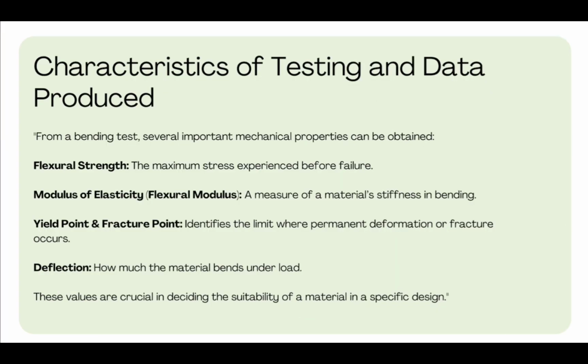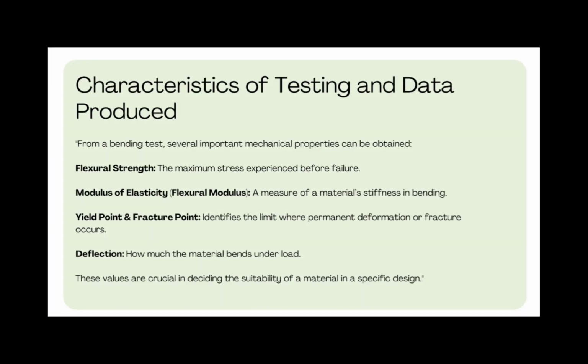In the next slide, we have the characteristics of testing and data produced. From a bending test, several important mechanical properties can be obtained. Firstly, we have the flexural strength, the maximum stress experienced before failure. Secondly, modulus of elasticity, which is also known as flexural modulus, a measure of a material's stiffness in bending. Thirdly, yield point and fracture point, which identify the limit where permanent deformation or fracture occurs. And last but not least, the deflection, which states how much the material bends under load. These values are crucial in deciding the suitability of a material in a specific design.